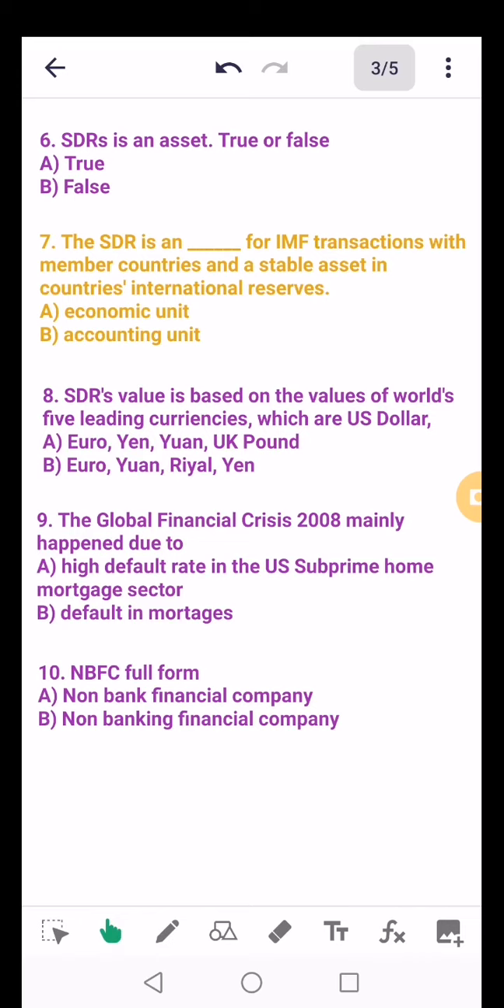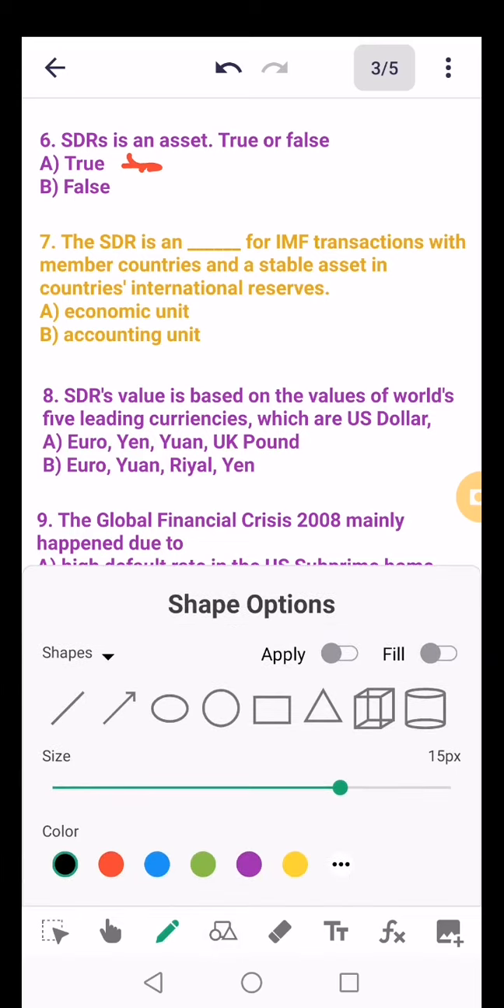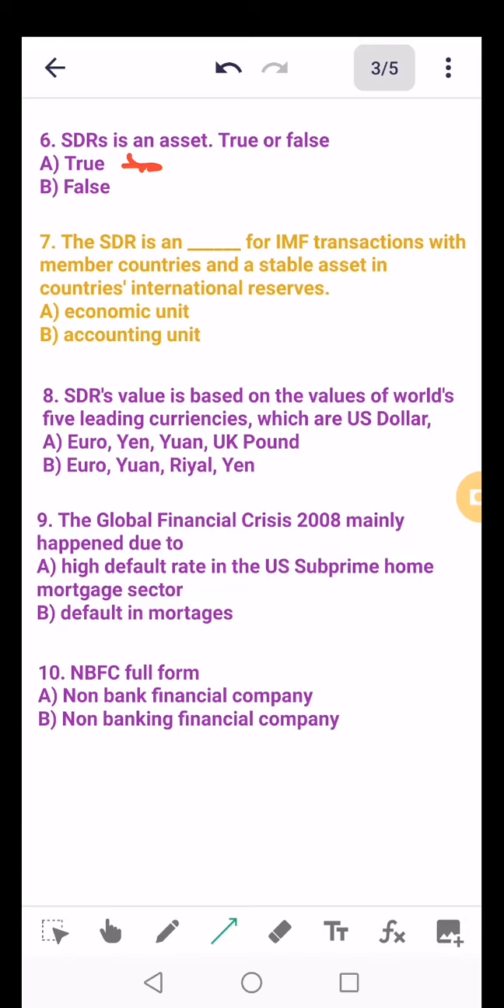Okay, the sixth question is, SDR is an asset, true or false? It is true. SDR is an asset. Okay, let me mark this. This is the answer.